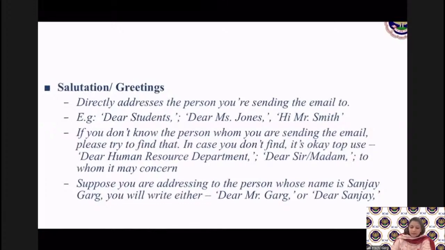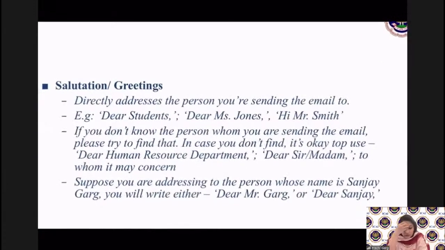Now let's come to the salutations part. Salutation is when you're addressing somebody. You should directly address the person you are sending the email to. Don't send any generic email that is being sent to 100 more people. Make it personalized so that the person gets connected to your email. Dear Prachi, dear Ayushi, dear Jyoti, or dear Miss Singh. Anything like that you can use to personalize your email.